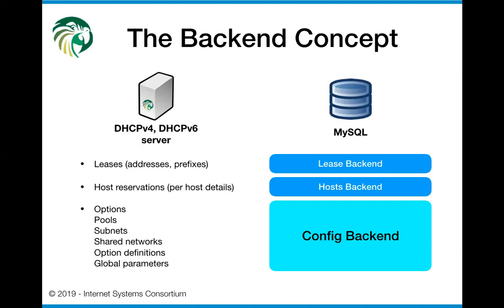And within the config backend, we're able to keep all of the other bits of configuration information, including the options, the pool definitions, the subnet and shared network definitions, and then options and global parameters can be stored in this config backend and then made available to your DHCP v4 and v6 servers. This actually allows you to reduce the complexity of the configuration that is on each of the servers, so they can be pre-configured with a very simplistic configuration, and then the config backend can fill in the additional pieces.